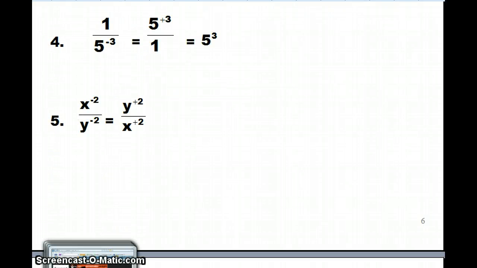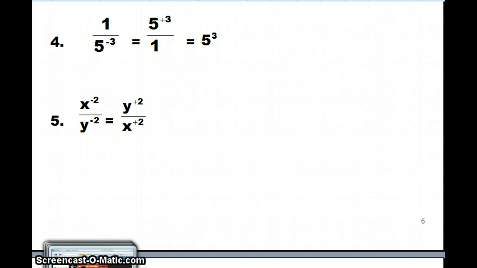On problems 4 and 5, again, we're looking for negative exponents. So this time, the 5 is on the bottom with a negative exponent. We need to take it up to the top. And again, we can write it as 5 to the +3 over 1, which is fine. Or we can make it 5 to the third. If we wanted to multiply it out, we could. 5 times 5 would be 25, and 25 times 5 would be 125. For the purposes of this class, you can leave those numbers expressed with an exponent, or you can multiply them out. Either way is okay.